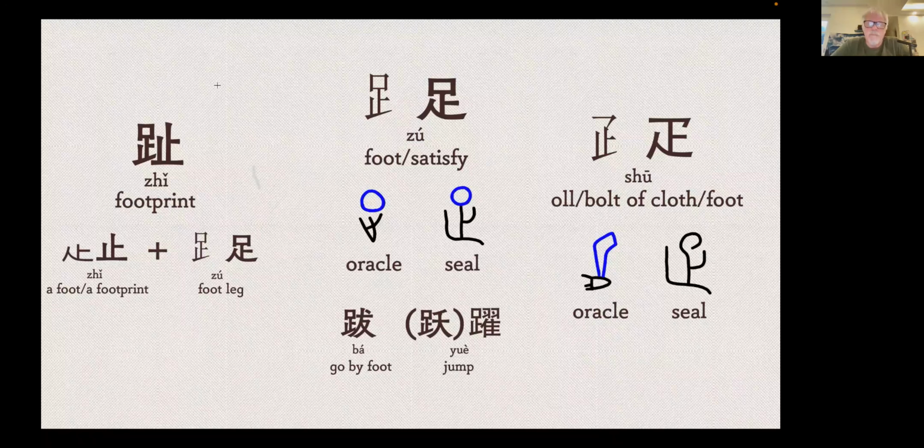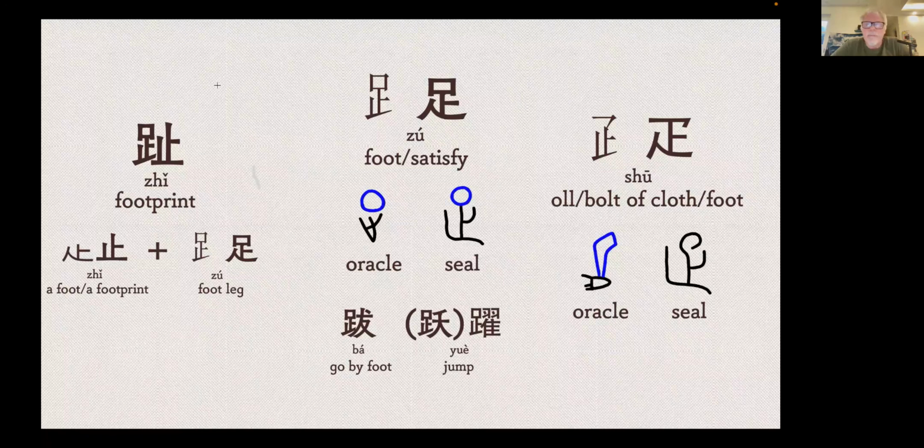Yue is to jump. So here we have the character for footprint, zhi. It consists of a new character, zhu, which is actually a leg and a foot, and also another character, zhi, which we previously learned as a foot.